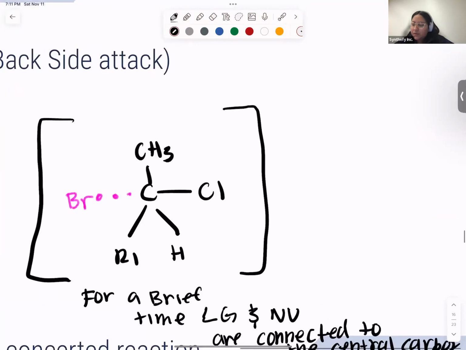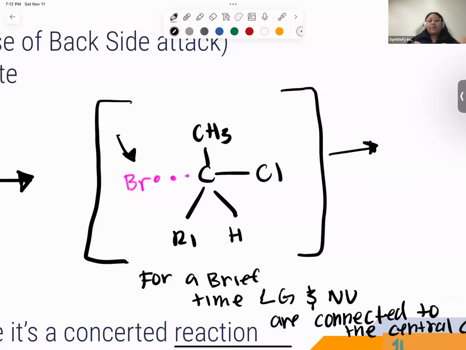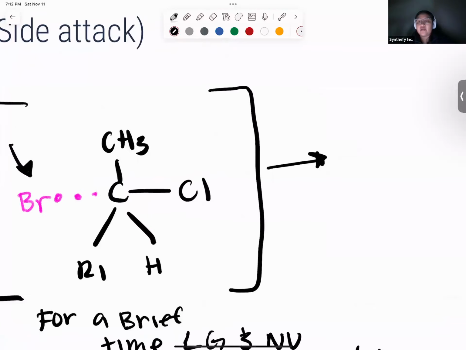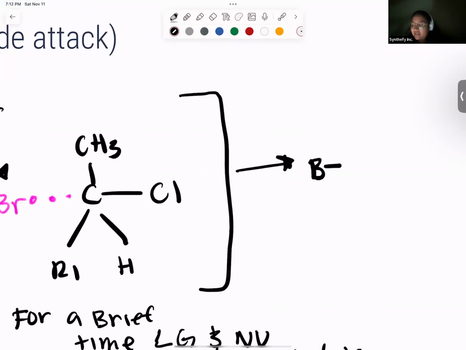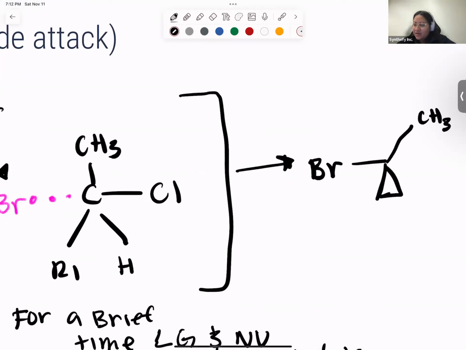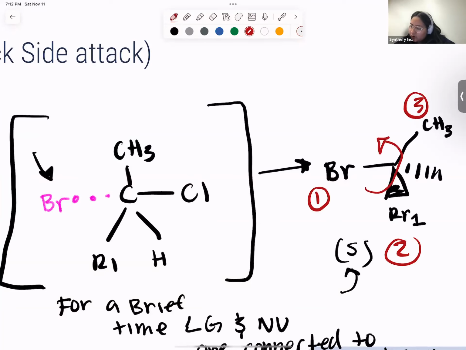So what happens? Well, because the bromine is now here, in the opposite direction of where the chlorine once was, we have an inversion of stereochemistry. So that means that since we started out with an R, now we have an S. Now this is our one. This would be your first priority, your second priority, your third priority. Counterclockwise arrow.